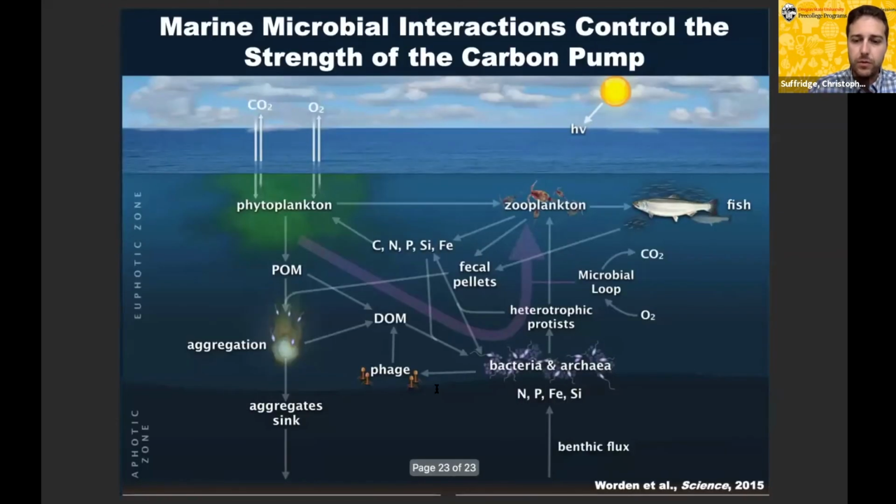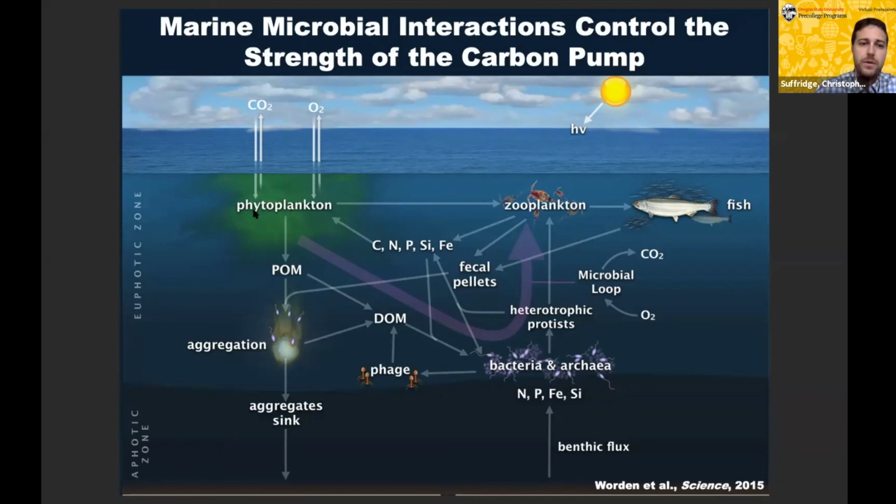So a really great figure from Worden et al. 2015, it was in Science, shows how marine microbial interactions control the strength of the carbon pump and kind of how this works. Again, so here let's look at this. We have the sunlit ocean on the top and the sun up here, and then we have the dark ocean on the bottom. And we have phytoplankton that take light and carbon dioxide and they make biomass, they make themselves. In the process, they release oxygen.